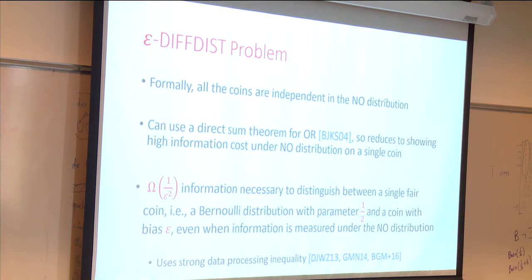You can think of Z not carrying much information about B at all, because these two distributions are very close. It's a very noisy representation of which distribution it came from. And so this is what is meant by a strong data processing inequality. Plugging this into this direct sum framework, you can show a 1 over epsilon squared lower bound. I just wanted to give you sort of the high level.